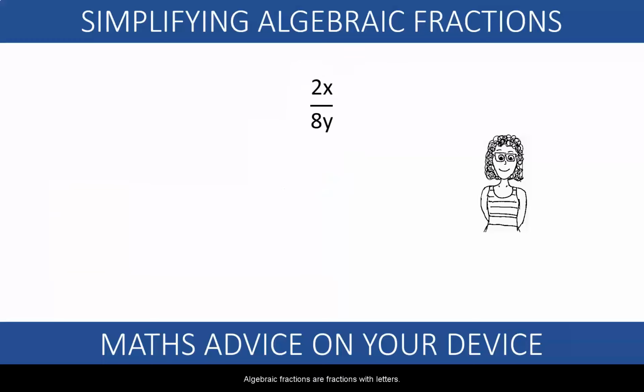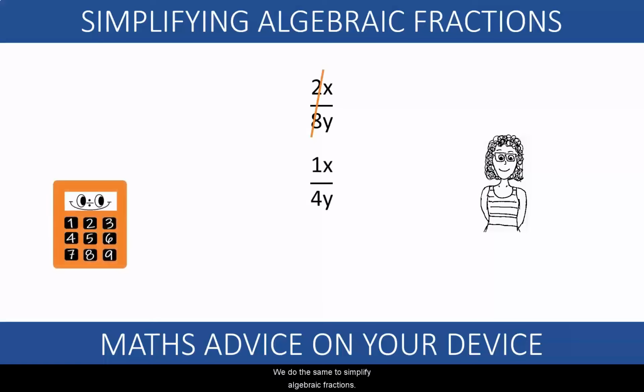Algebraic fractions are fractions with letters. They follow the same rules as ordinary fractions. So to simplify them, you divide by a common number, don't you? We do the same to simplify algebraic fractions. We cancel 2's down. 1x over 4y or x over 4y.